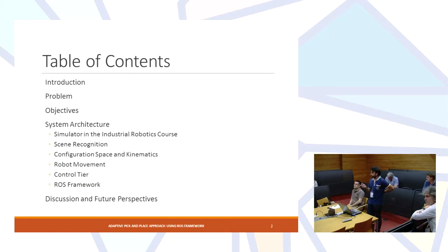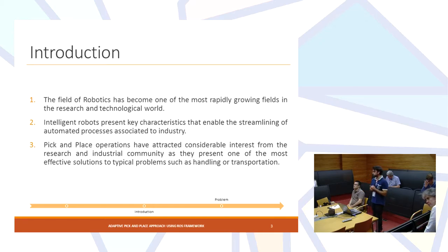I'll start with a brief introduction to the robotics field, which has become one of the largest and most rapidly growing fields of research, mostly because intelligent, flexible, autonomous robots present key characteristics for streamlining automated processes, such as mechanical operations. In recent years, the number of active robots has been growing, and the solutions based on them also grow. So the need for a generic framework, a generic algorithm and forms of development is also growing.